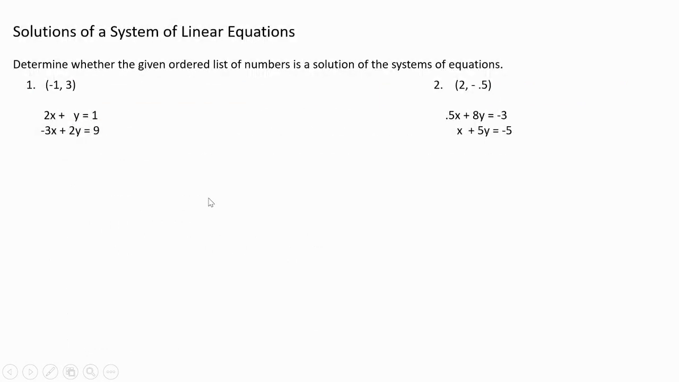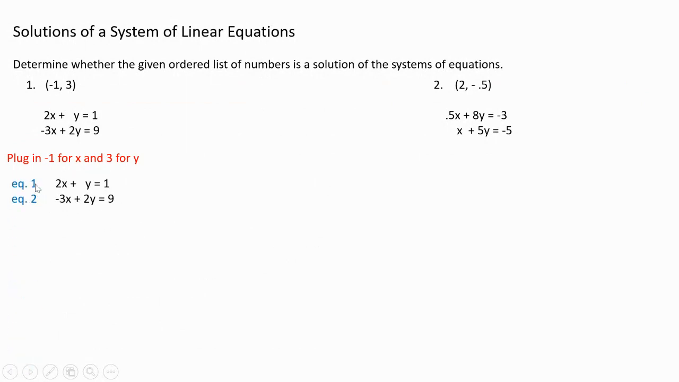Okay, now these are solutions of systems of linear equations. Here I have 2 questions. Determine whether the given ordered pair of numbers is a solution of the system of equations. For this to be true, this point must make these 2 equations true. We're going to plug in -1 for x and 3 for y, right? That's my x and that's my y. So here we go. I'm going to plug them in on both.